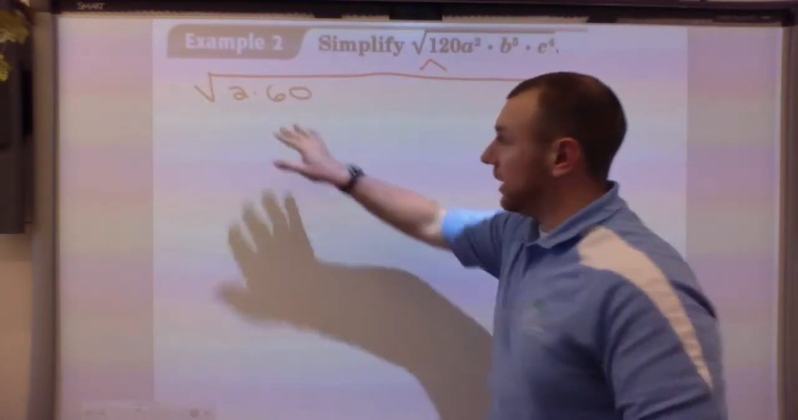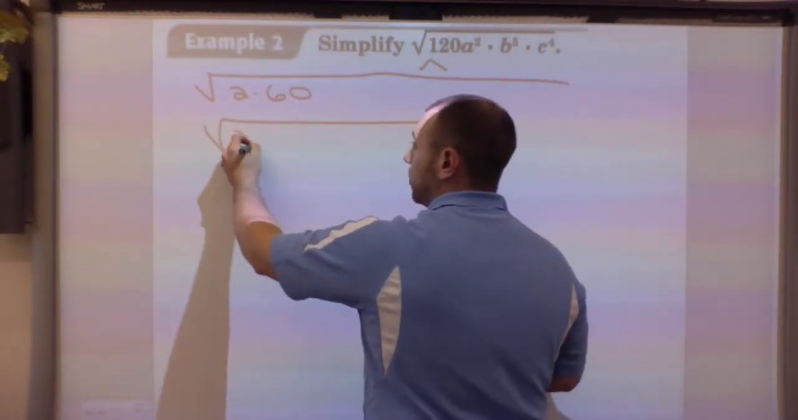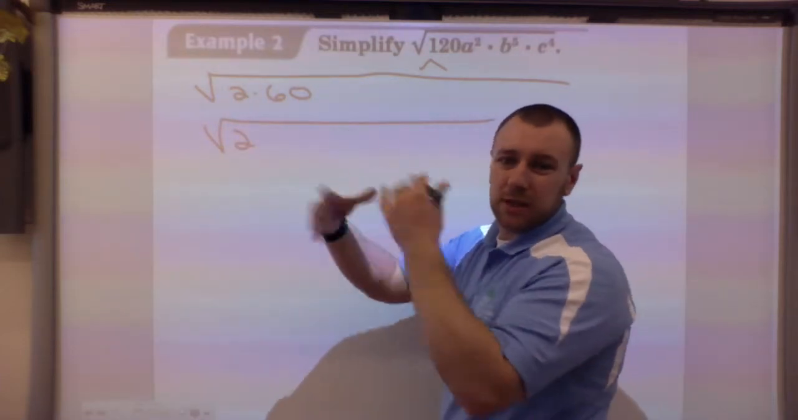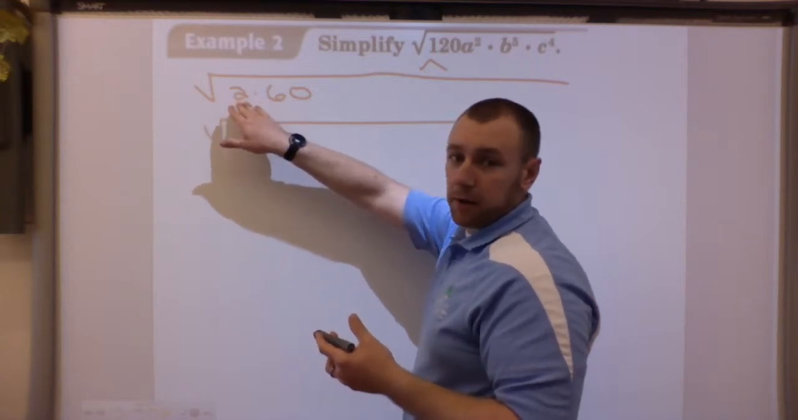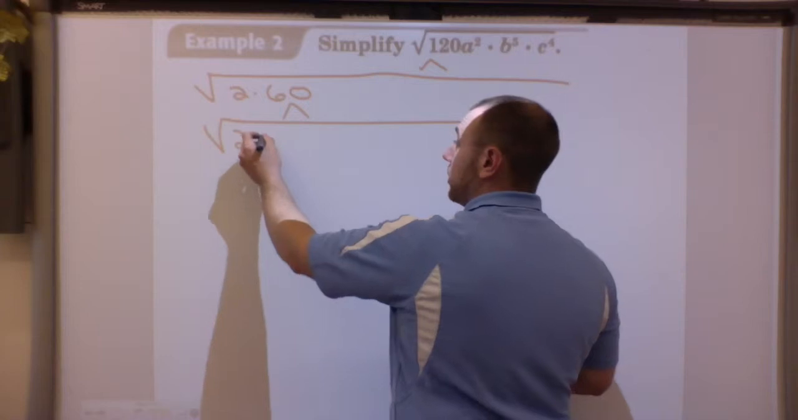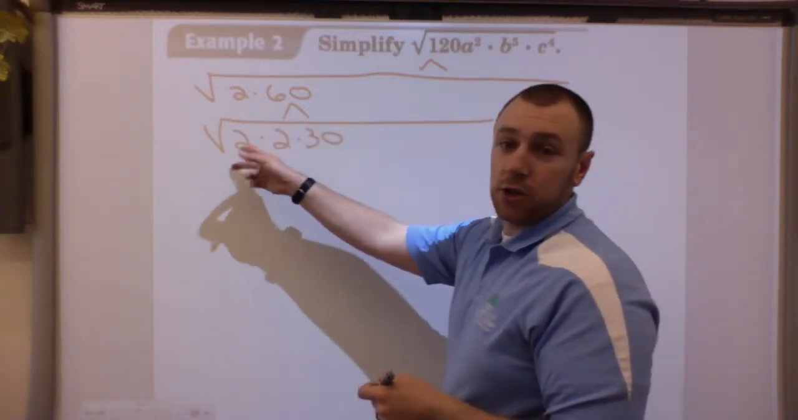Well, that doesn't really help me. So now I'm going to break that down into 2. Again, I'm not going to break down the 2 because I'm just going to get 2 times 1 and I'm just going to keep cycling back. Really, once you get a prime number, you're done with that number. You just have to carry it down. So this is going to be 2 times 30. I have a pair of 2's.